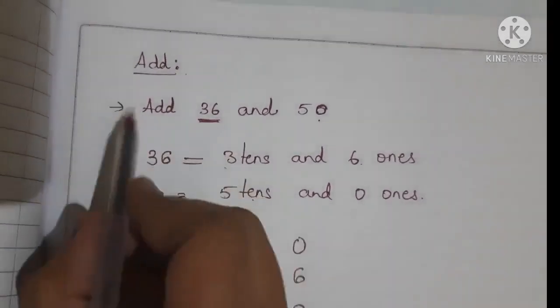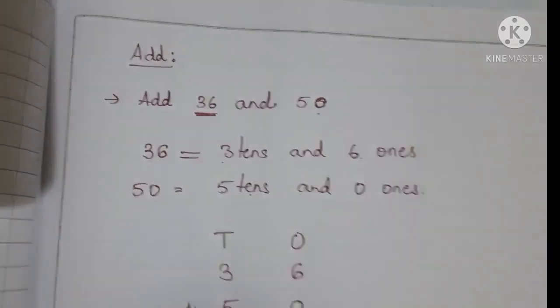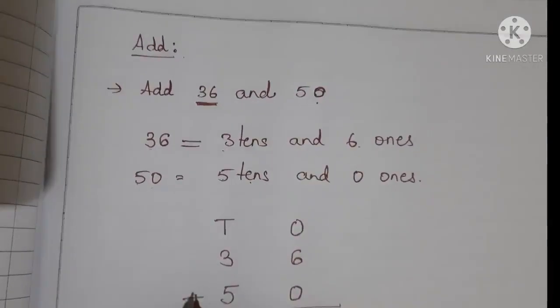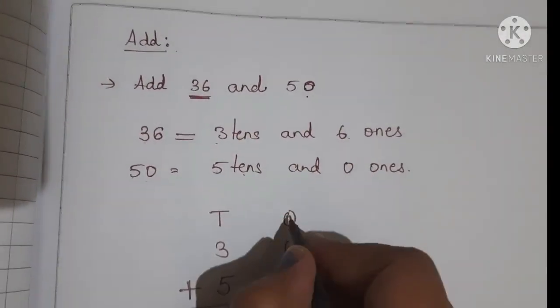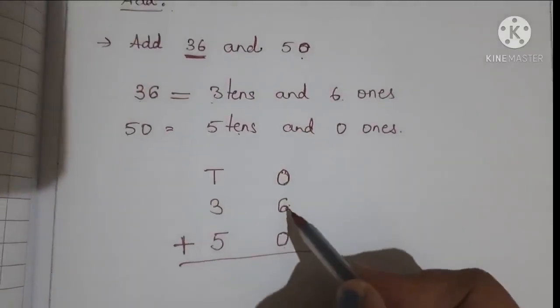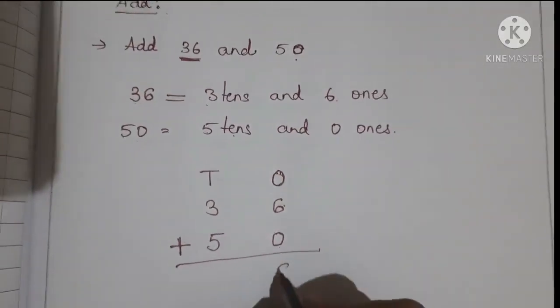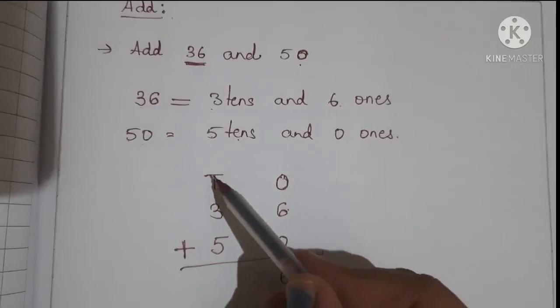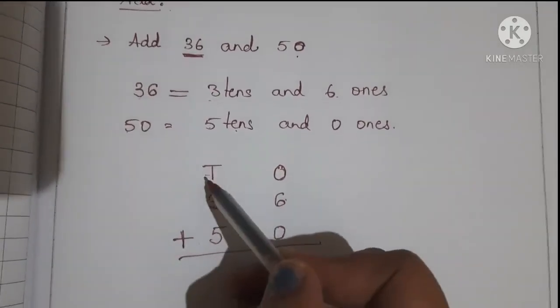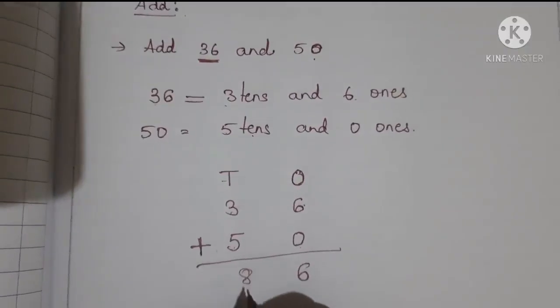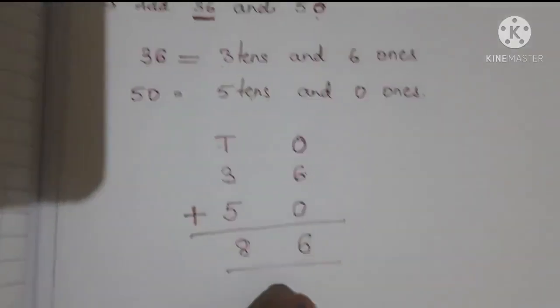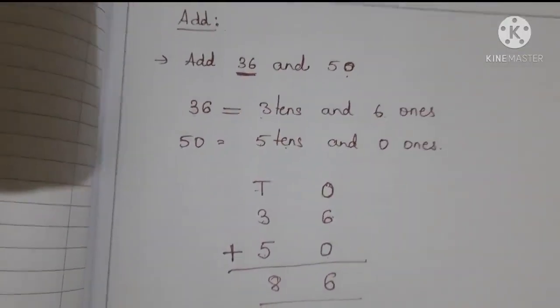Now, what we are doing? We are adding. So, the sign of addition is plus. Right. Now, let us add the numbers which are under ones. 6 plus 0 is 6. Now, let us add the numbers which are under tens. 3 plus 5 is 8. So, the sum is 86.